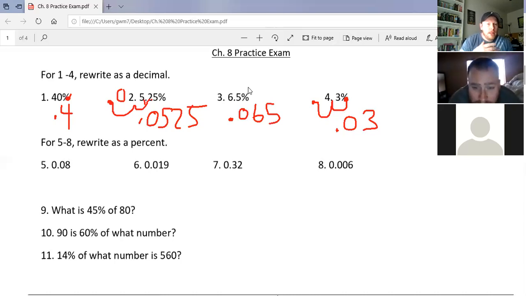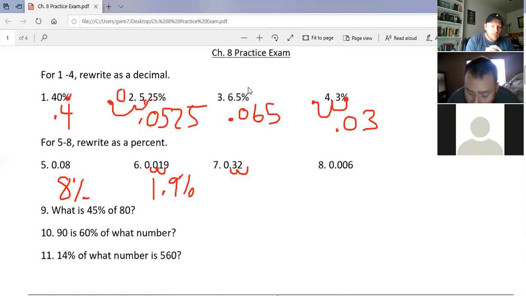Writing percent from a decimal, you go 2 times in the opposite direction, so I end up with 8%. Moving it 2 times to the right, I end up between 1 and 9, so 1.9%. 0.32, I have the decimal point behind the 32, so it's 32%. And on the last one there, 2 times gets me between 0 and 6, so 0.6%.